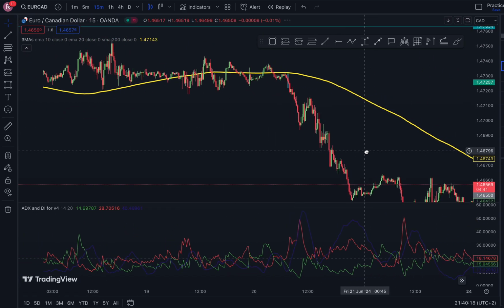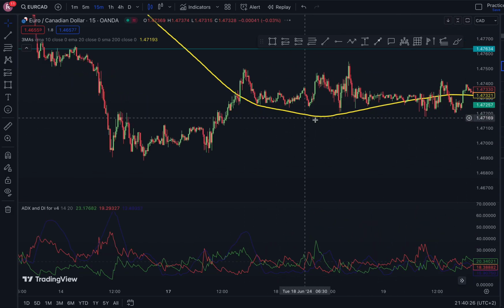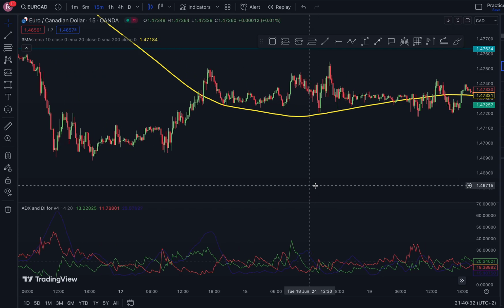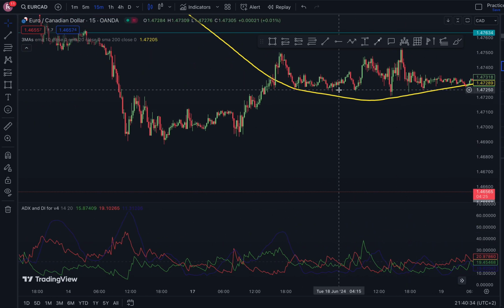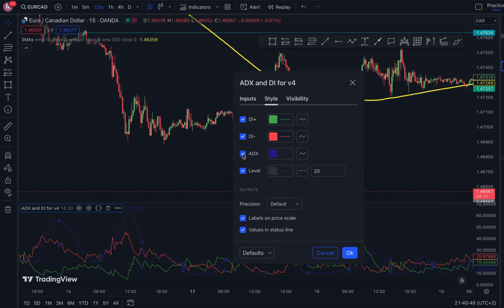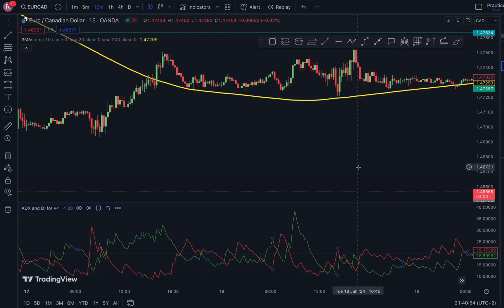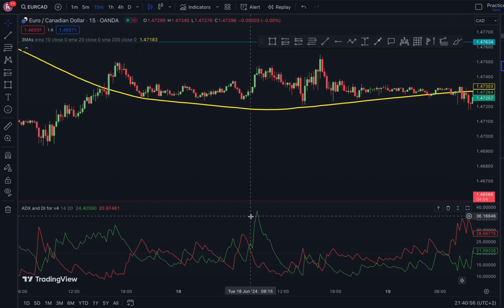Now, firstly, two simple rules, right? Whenever the EMA is above price, you look for sells. Whenever the EMA is below price, you're looking for buys. When price is above the EMA, you're looking for buys. For example, we have our ADX. So what you're gonna do is go to your settings and remove the purple line. It is not that important.